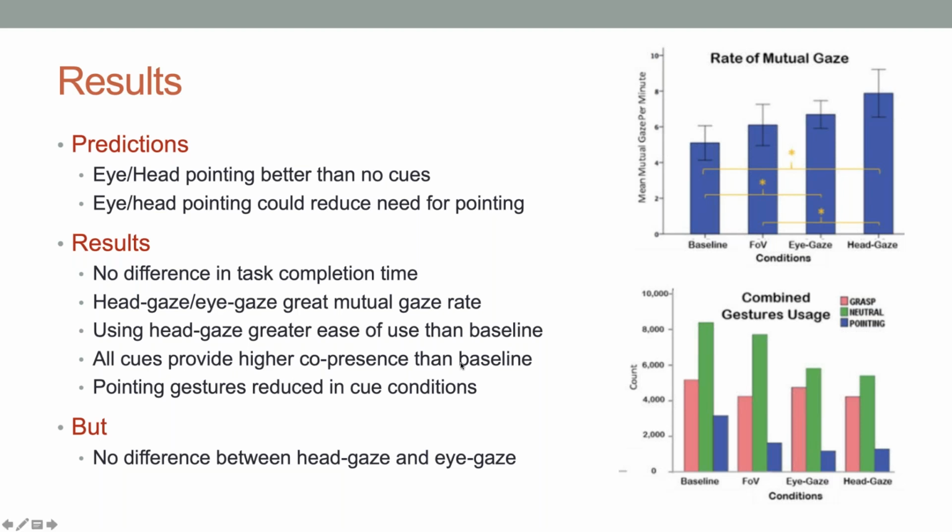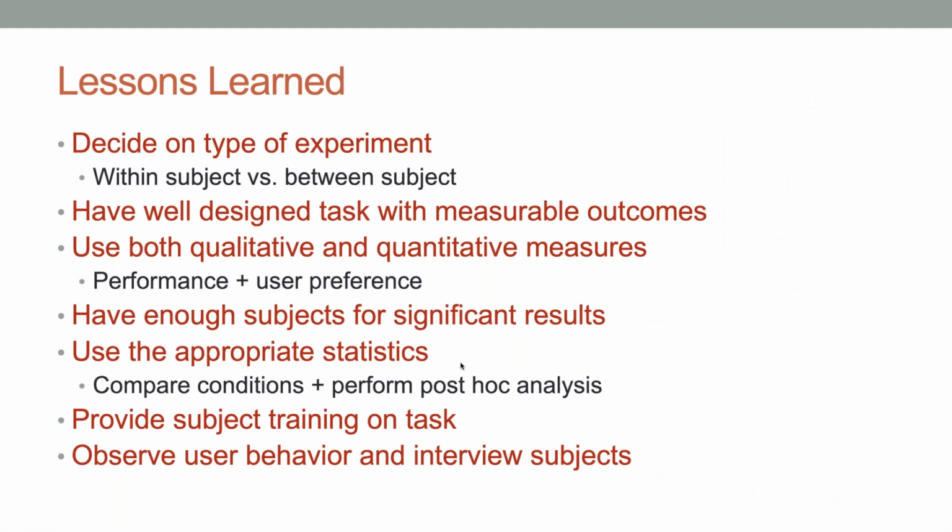So some of the lessons that we learned from that was it's very important to decide on the type of experiment you're going to do before you start the experiment, of course, and have a well-designed task with good experiment measures. We use both objective and subjective, qualitative and quantitative measures, which is also important. We need to have enough subjects for significant results and use the appropriate statistics, and then also provide some training and observe users' behavior.